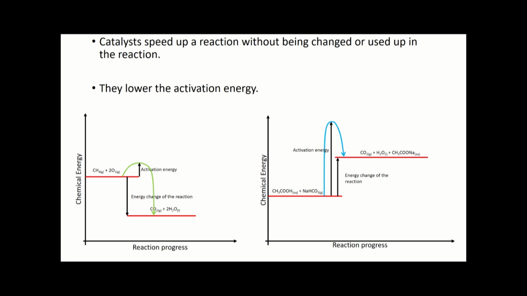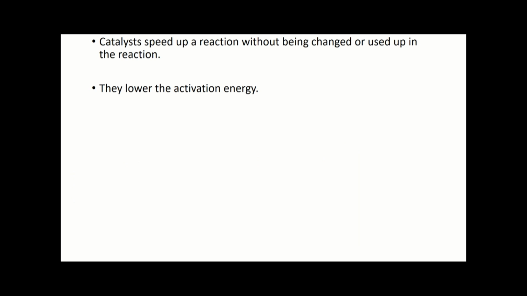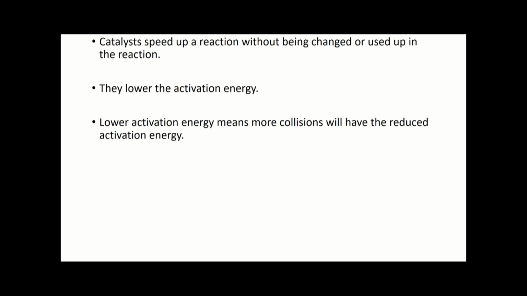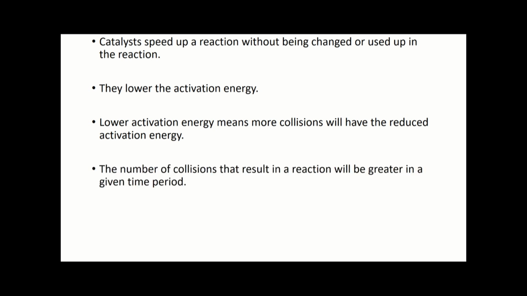Same works with the endothermic reaction. You see I've got a smaller hump and a smaller arrow, which means that my activation energy is lower. That again means that we're going to be able to get over that energy barrier at a lower temperature than we otherwise would. So catalysts lower the activation energy, and that means that more collisions will have that reduced activation energy, and because of that, the number of collisions that result in a reaction will be greater in a given time period.